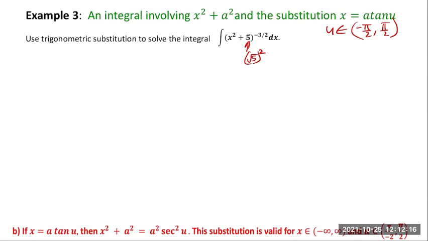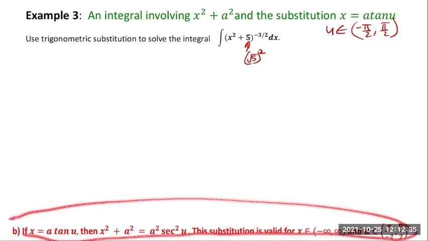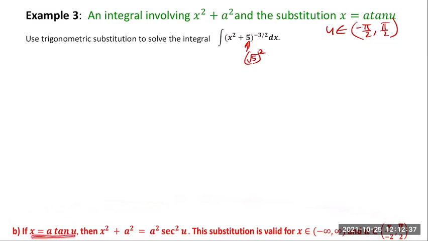So that means this takes the form x squared plus a squared. If you view your square root of 5 as your a, this looks like x squared plus a squared with a equal to square root of 5. In that case, part B of theorem 5.18 tells us that this would be the good substitution: x is equal to a tan u. That way x squared plus a squared is equal to a squared secant squared u. That's what we are going to do.